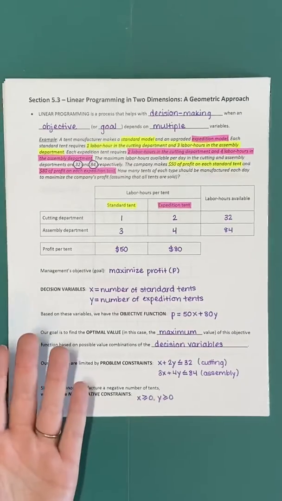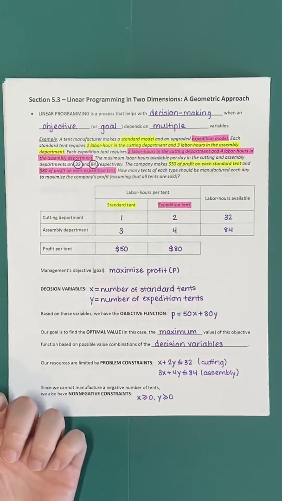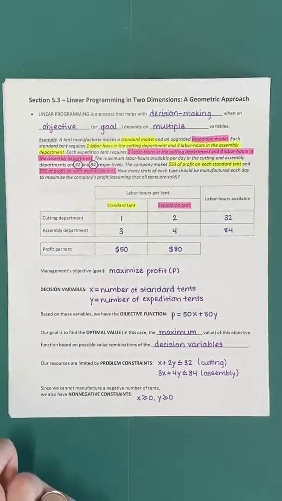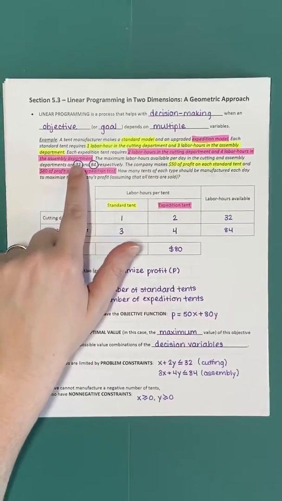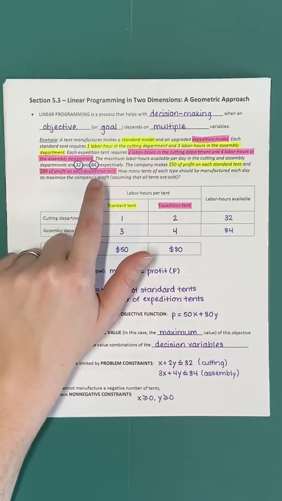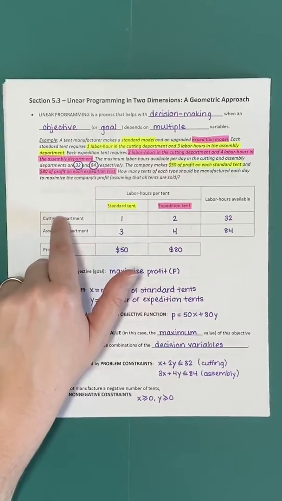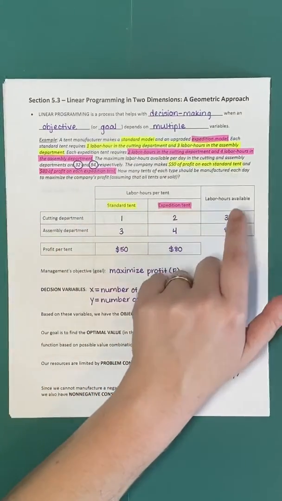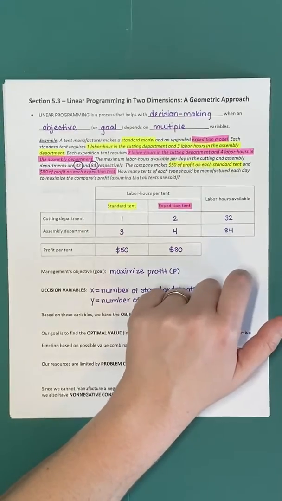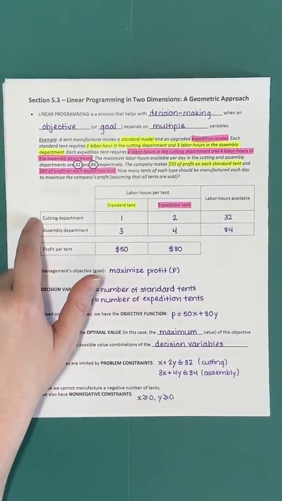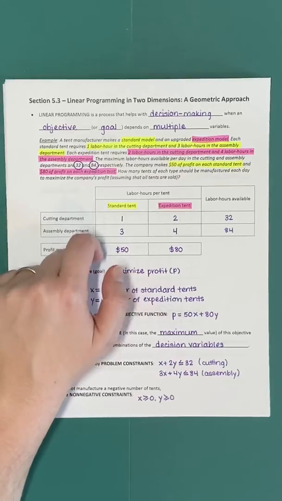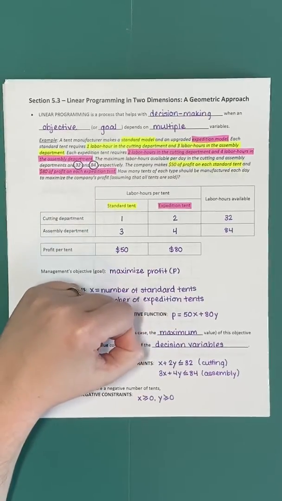Now, how do you know how to go about organizing something like this? I want you to identify things that represent totals. So the totals we have here are the 32 and the 84. Typically, we want to arrange the rows based on how numbers relate to a total. So the first row relates to cutting. The first total we have in the problem is the total number of hours available for cutting.